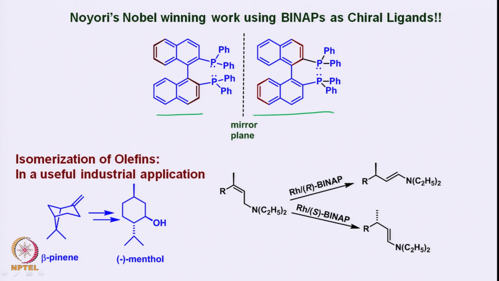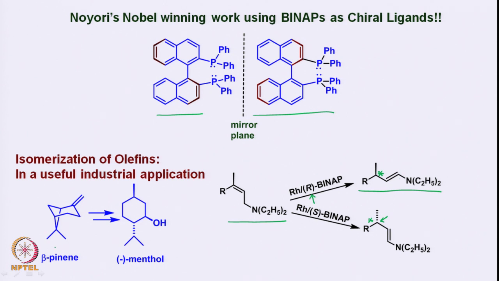For example, isomerization of olefins was done, and this kind of olefin which had a diethylamino group at the end could be isomerized to an enamine, where this new asymmetric center is being generated. If we use R-BINAP, then we get the configuration of the asymmetric center being like this, and if we took S-BINAP, then of course we have this asymmetric center configuration opposite to the upper one. And this kind of isomerization of olefins, as one can imagine, we can do the hydrolysis of these enamines and get the corresponding aldehyde.